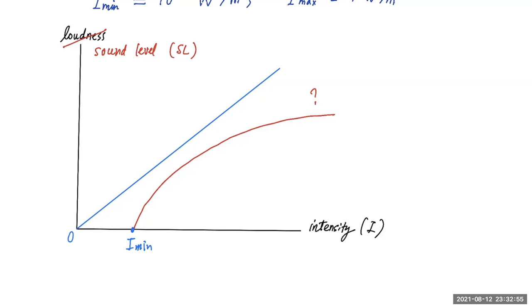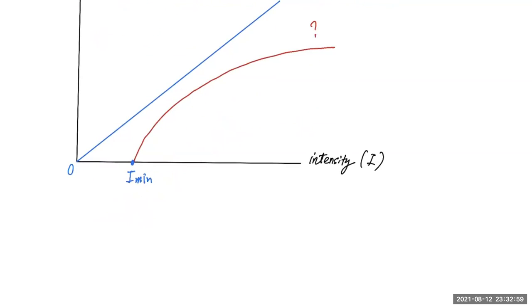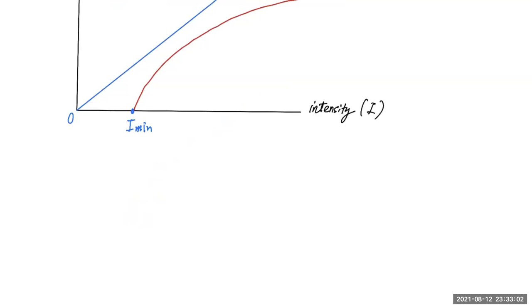Okay, so this is a log function, but exactly what is the mathematical expression for that sound level SL? Here is the mathematical expression. The sound level SL is log of the intensity divided by minimal intensity. Why do you have to divide by minimal intensity? Because you can see clearly as I equals I minimum, you got a log of what? Log of 1, right? By the way, the base is 10, okay?